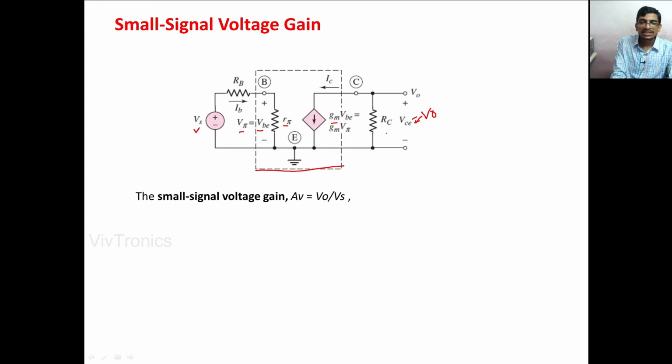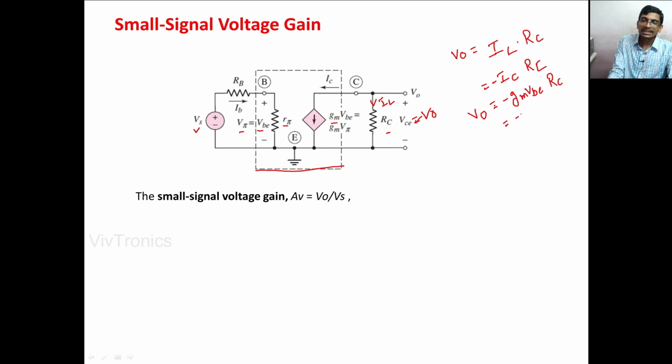So what is V0? V0 is the voltage across the RC resistor, and the current flowing in the RC resistor we can take as IL, the load current. Therefore V0 will be equal to IL into the resistance value RC. But IL is nothing but the IC current here. IL can also be represented as IC, but the IL direction and IC direction are opposite to each other. Therefore, we can write minus IC into RC. So what is the IC current? IC is nothing but the gm VBE current. Therefore, IC can be replaced as gm VBE and RC. That is the value of V0.